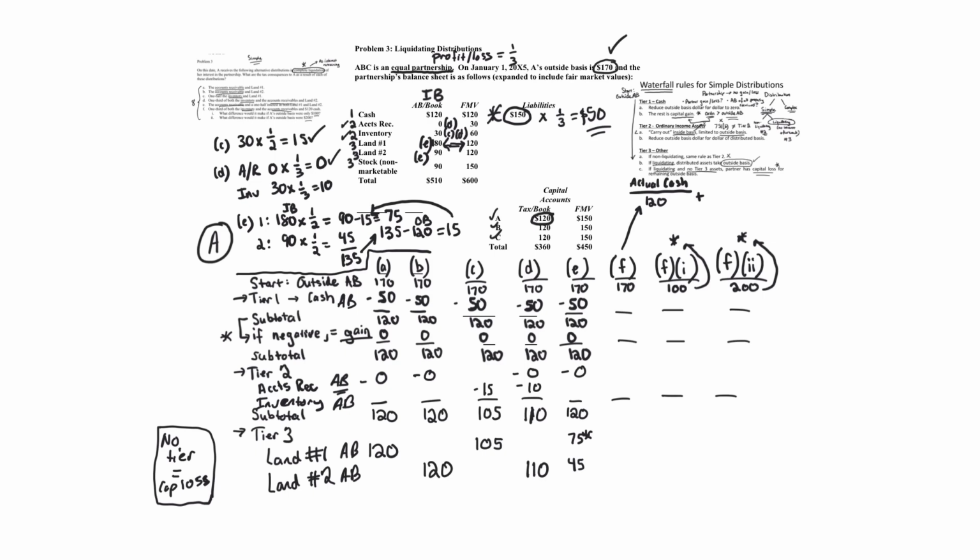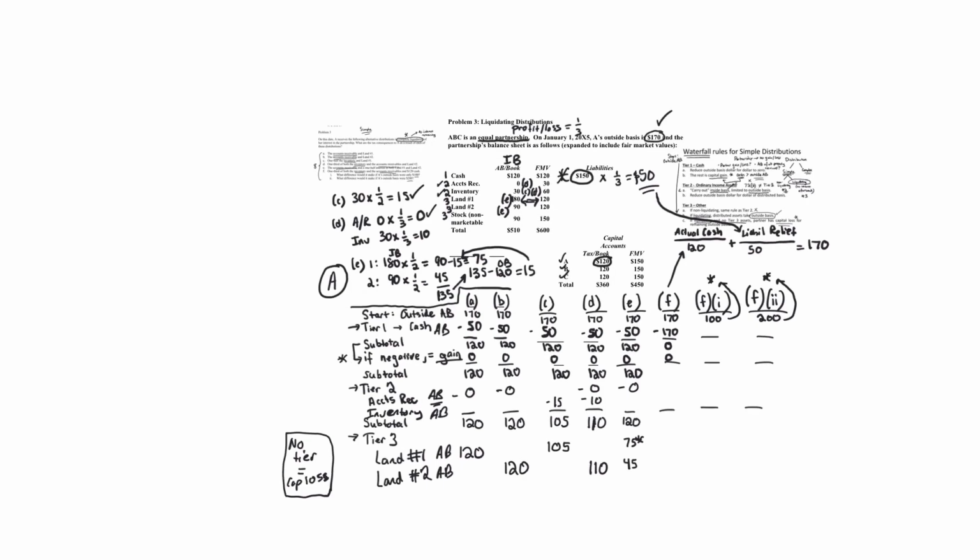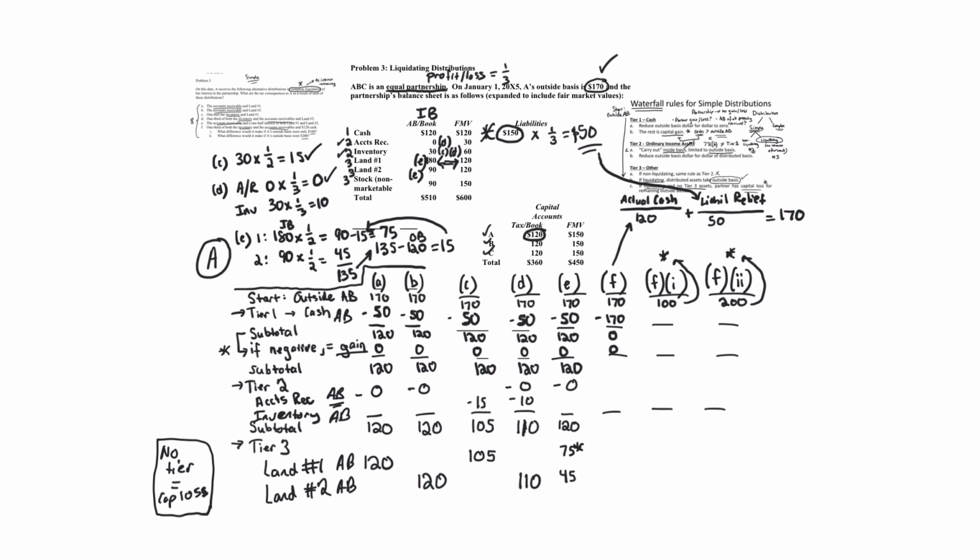But then remember, we've also got this liability relief, also known as constructive cash, of 50, and that equals 170. So there's actual and constructive cash together, 170 cash. So that brings our basis to 0. Hey, it's not negative, it's 0, so no gain. And we have a subtotal of 0.